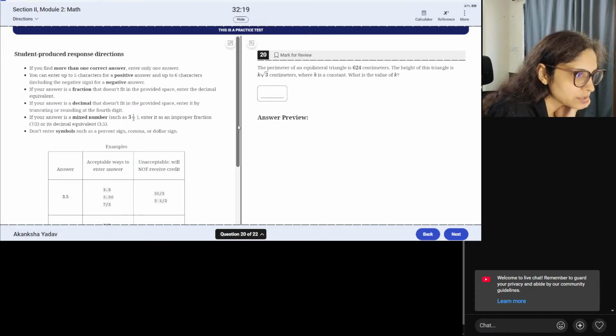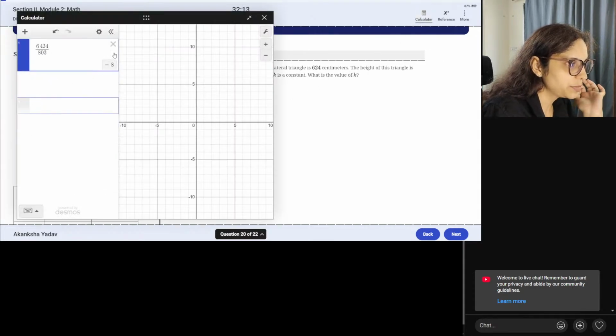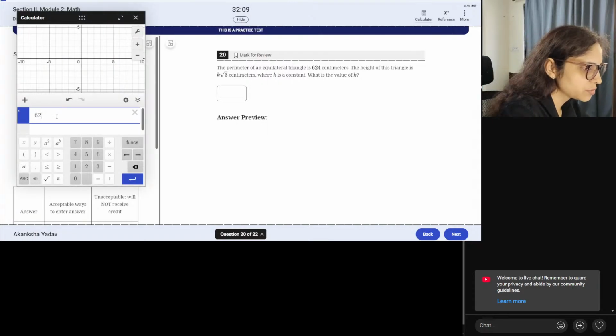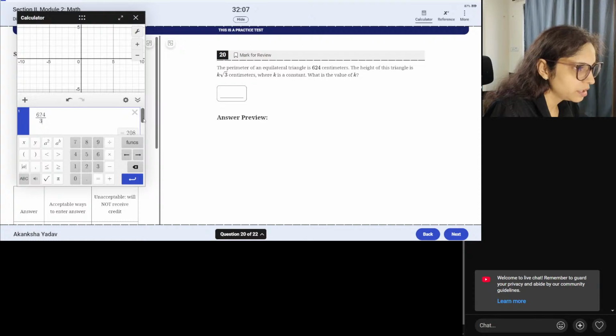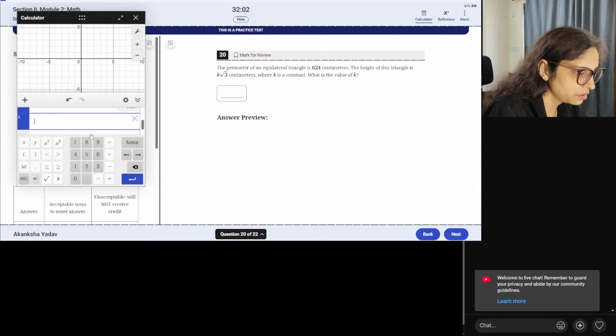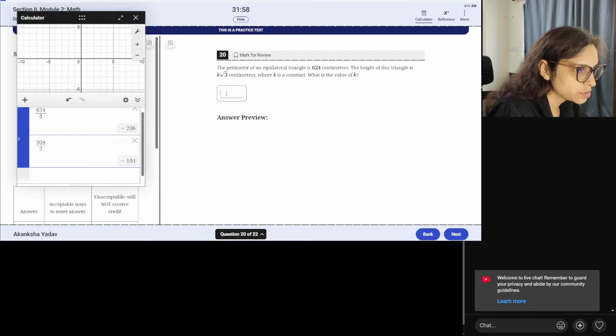Perimeter of an equilateral triangle is 624 centimeters. Height of the triangle is k square root 3. What is the value of k? So for an equilateral triangle, perimeter is 624. So 624 divided by 3. Each side is 208 and the height is square root 3 over 2 times a. So 208 divided by 2 times square root 3. So it's 104.